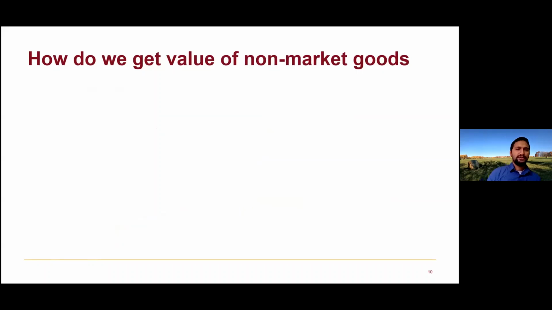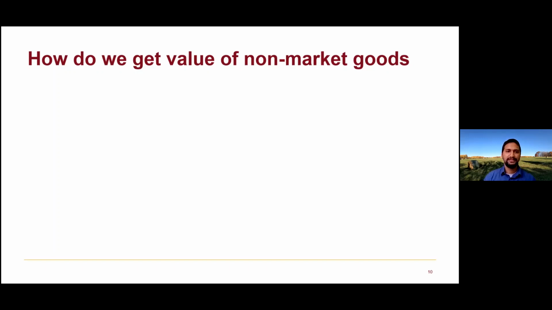So how do we get the value of non-market goods? We want to put a price sticker on water quality. And when we say price sticker, we really mean our anthropocentric view, asking how much people care, not trying to say this is the value of an invaluable non-market good. Broadly speaking, we have two different approaches.